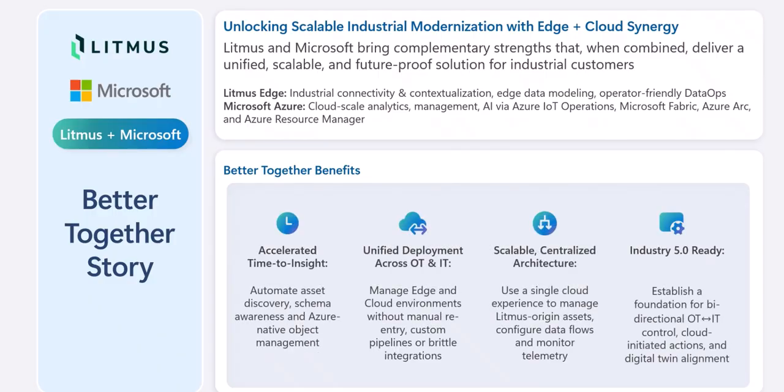Azure IoT Operations connects to Litmus Edge via the Litmus Akri Connector. The system discovers devices, maps schemas, and creates cloud objects. No custom pipelines needed. The result is a unified experience across Edge and cloud, forming a strong foundation for Industry 5.0 where OT and IT teams work together with AI in the loop.